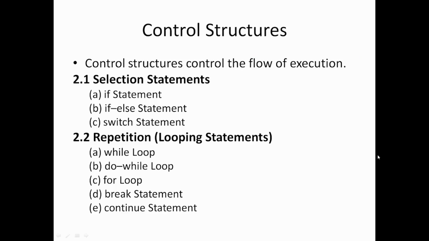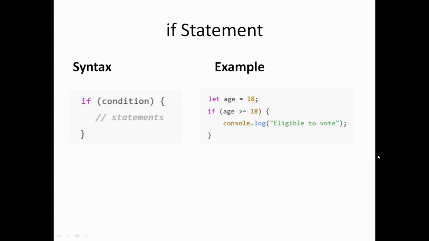Control structures: like other programming languages, in JavaScript we can also use the if statement, if else statement, and switch statement. Then repetition, like while loop, do while, for loop, and break and continue statements are also available in JavaScript. The syntax is the same as in other languages. If the condition is true, execute the if block. Otherwise, don't execute the if block.